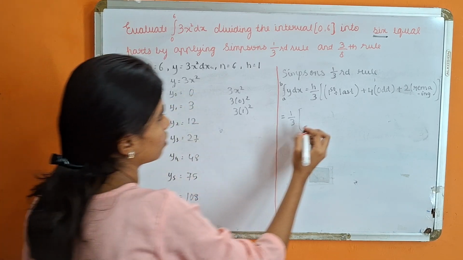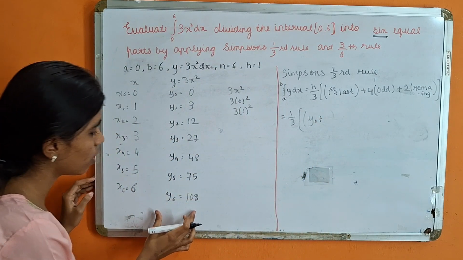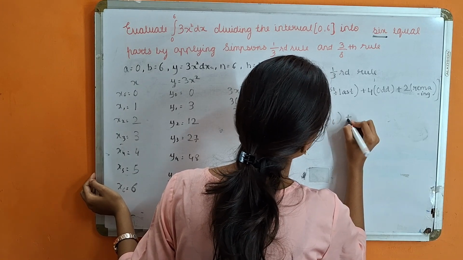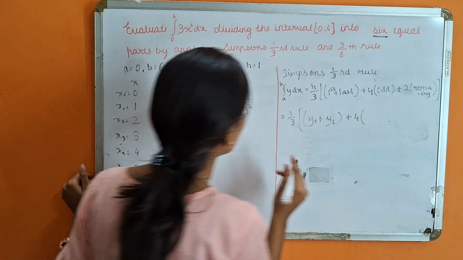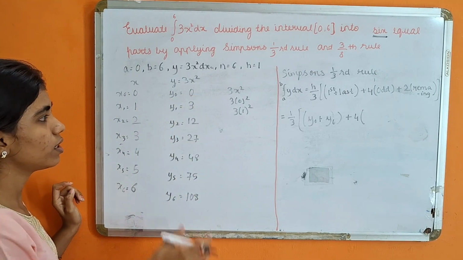First is your y0. So it is y0 plus what is your last? Your last is y6. Okay, so plus 4 times of, now all the odd terms. Now see, first and last, leaving this, which are the odd terms?